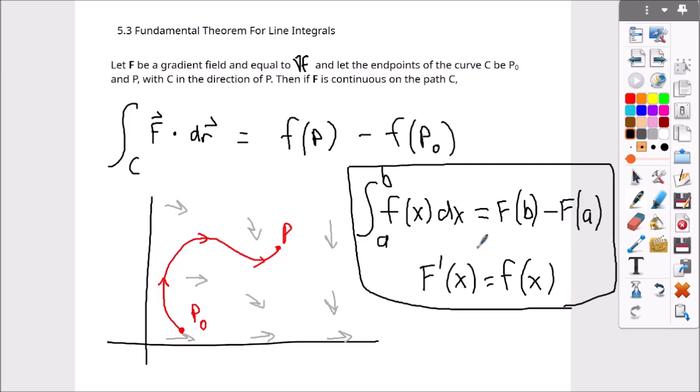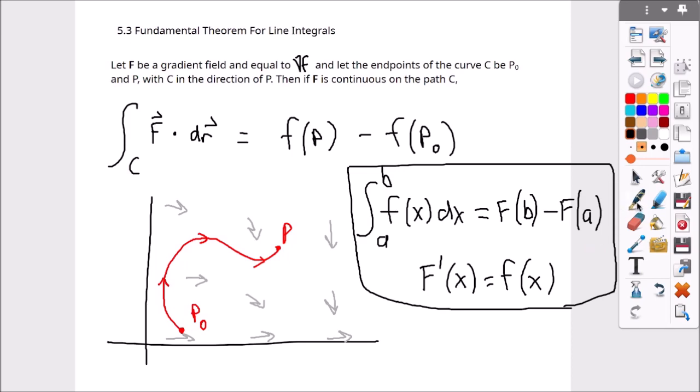This is the fundamental theorem for line integrals. So what does that mean? This means that if you take the integral of a function of a gradient field, it has to be a gradient field, so let F be a gradient field, and being a gradient field is the same thing as being equal to the gradient of f, grad f, and let the endpoints of the curve C be P0 and P, with C in the direction of P. Then, if F is continuous on this path C, you get the integral of F dot dr is equal to the potential at P minus the potential at P naught.